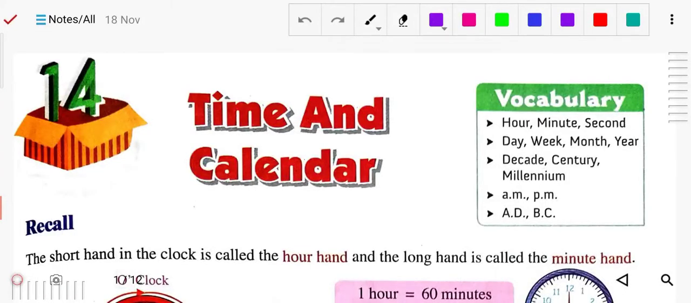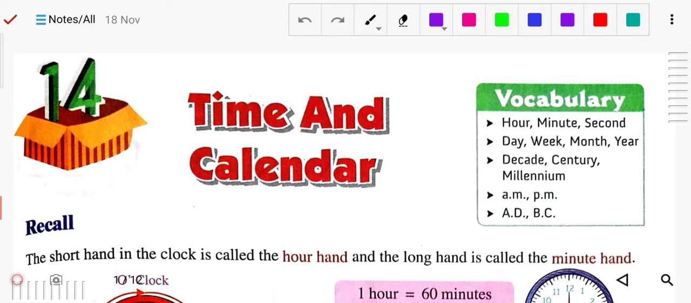Good morning, students. Today we will study chapter 14, Time and Calendar, page number 217. In this chapter, we will study about time, the calendar, the clock, and how to read the timing. You have already studied these things in your previous classes also.